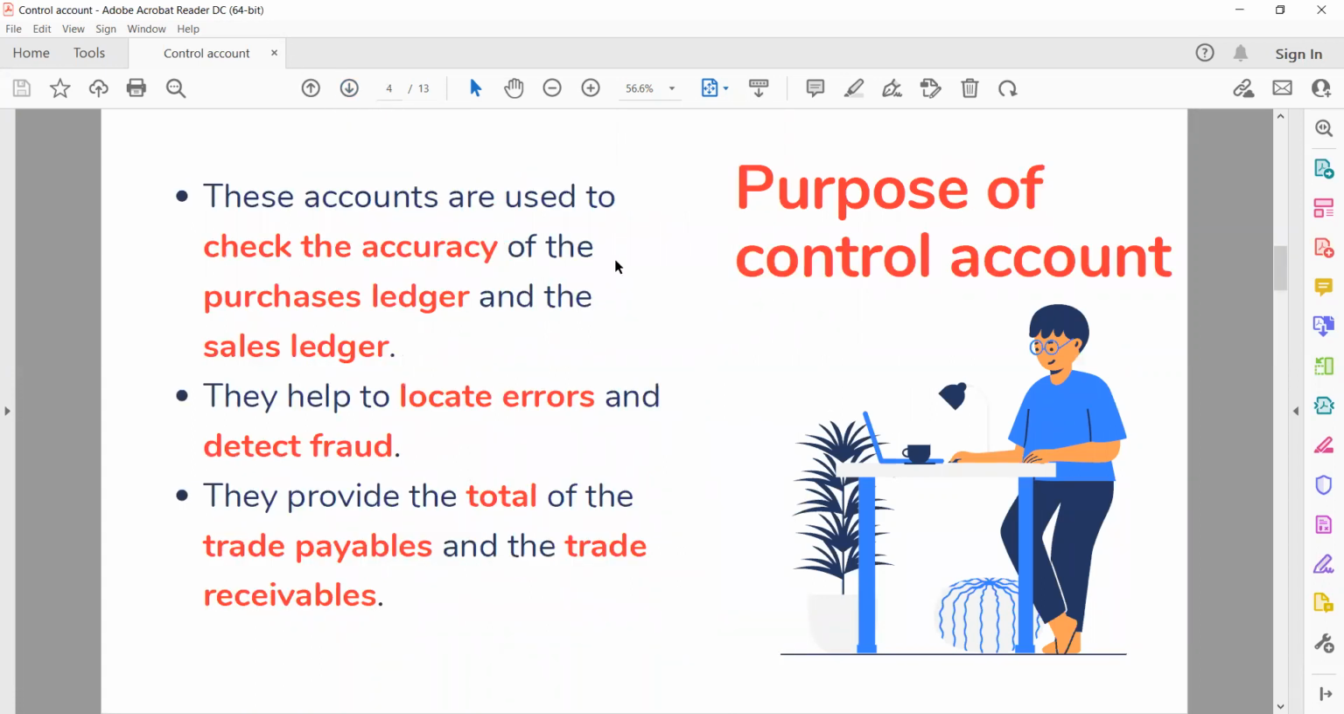The purpose of the control account is to check the accuracy of the purchases ledger and the sales ledger. It will help to locate errors and detect frauds. At the same time, it helps us to get the total of trade payable and trade receivable, so it will be faster for us to prepare the financial statement if we want to. And this detects frauds because it is prepared by two different persons. Staff A is in charge of the control account, and another staff will be in charge of the sales ledger or purchases ledger.